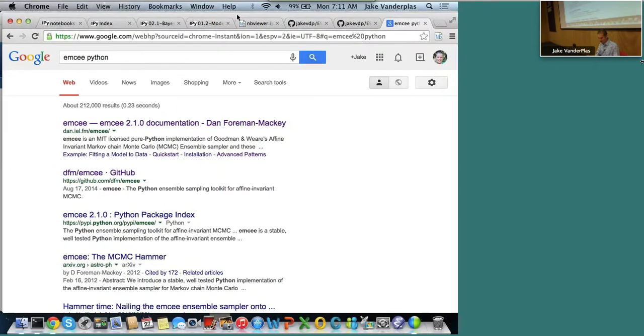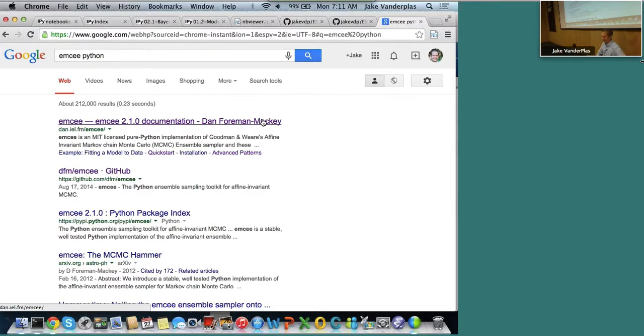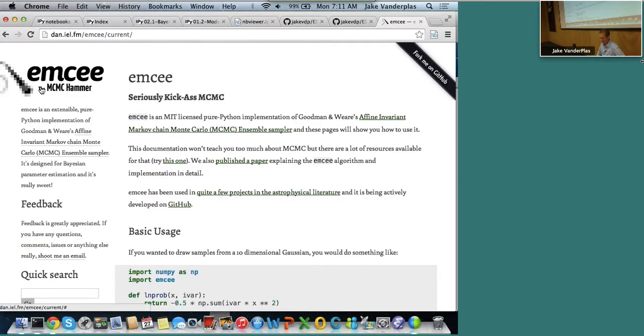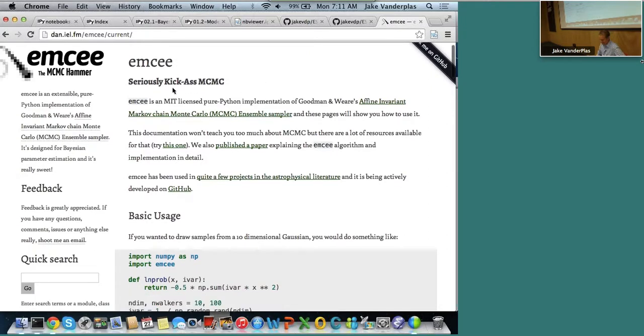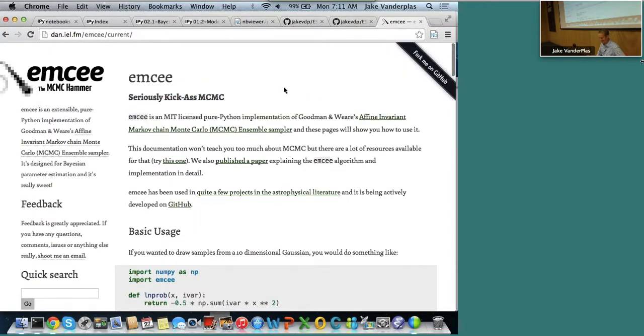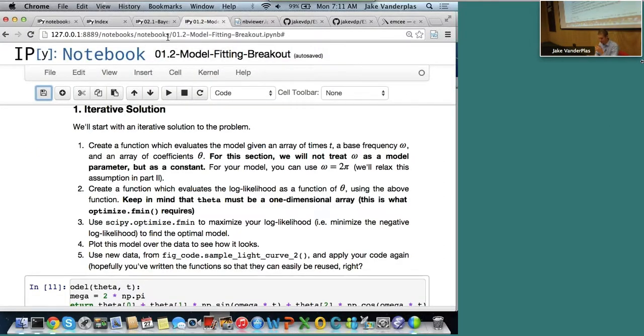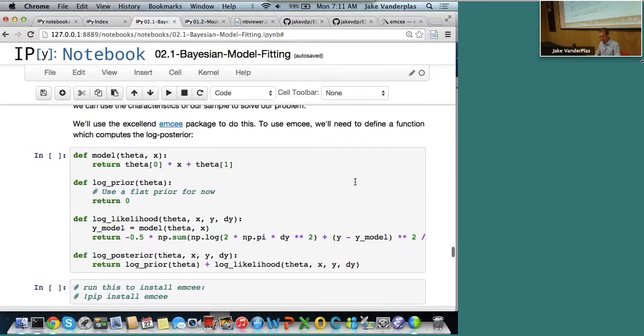So that emcee package is by Dan Foreman-Mackey, who's one of Dave Hogg's grad students. And I love the tagline, it's the MCMC hammer. He calls it seriously kick-ass MCMC. Basically what it is, it's a package that does sampling of posterior distributions so that you can do this sort of calculation. And this is what we're going to use, and this is what I use for lots of different things.